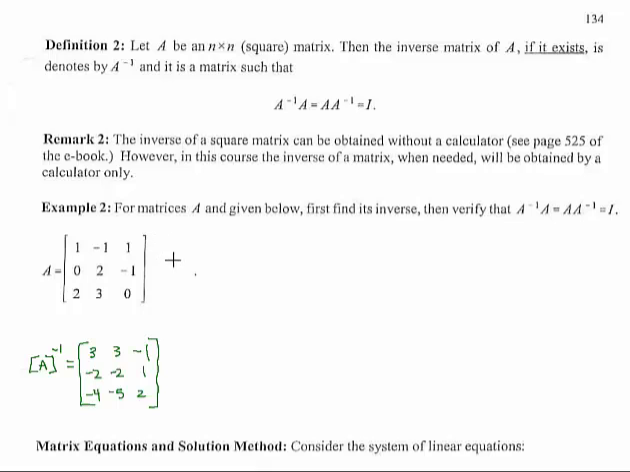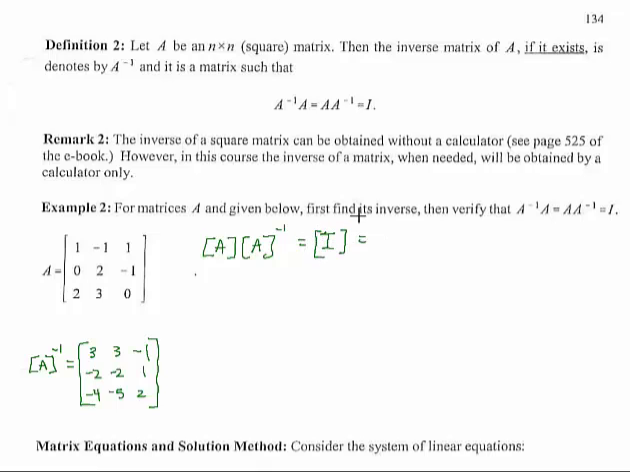Well, we're not finished. The workbook, example 2, wants us to verify that A times A inverse equals the identity matrix. So we're not trying to multiply two matrices and get one. We're trying to get the identity matrix.